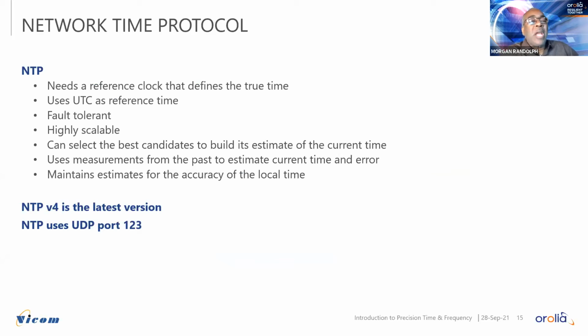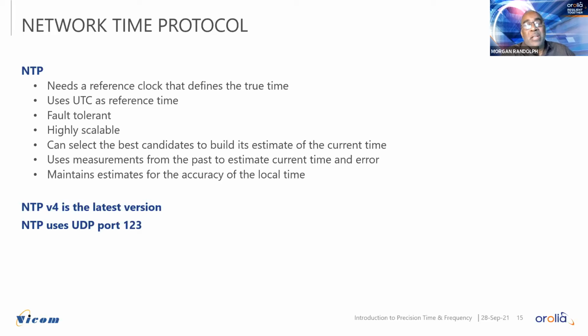The Network Time Protocol, NTP, needs a reference clock that defines the true time. We'll talk more about that as we go through the presentation, but the reference clock is the internal clock within our device that gets the time right out of the satellites. It uses UTC as the time reference. So even though we can provide TAI time and GPS time, it uses UTC as the time.